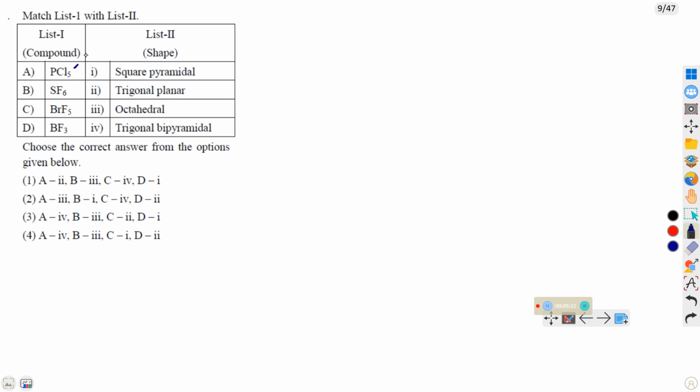Match the following. PCl5 undergoes sp3d hybridization with 0 lone pairs, trigonal bipyramidal: A4. SF6, sp3d2 hybridization with 0 lone pairs, octahedral: B3. BrF5 undergoes sp3d2 hybridization with 1 lone pair, so the geometry is square pyramidal. A4, B3, C1. Fourth option is correct.